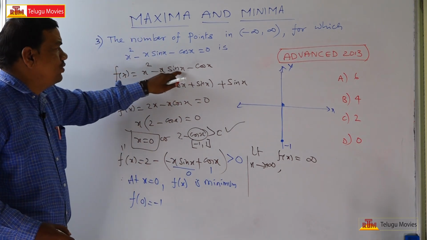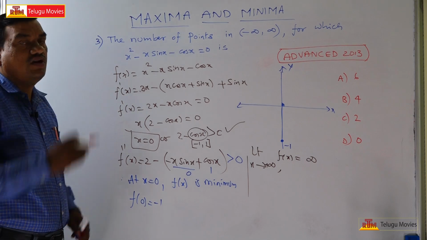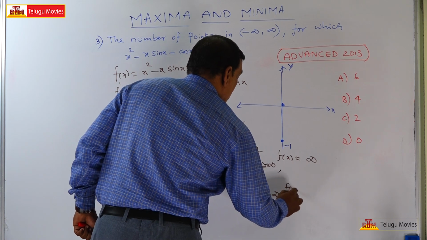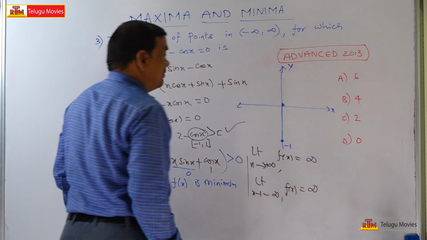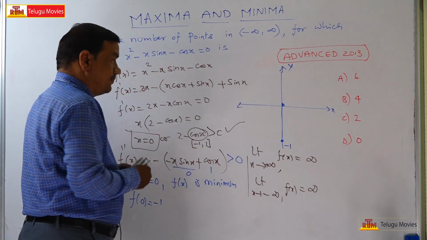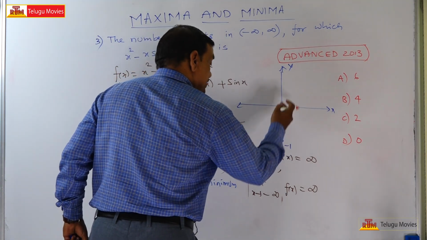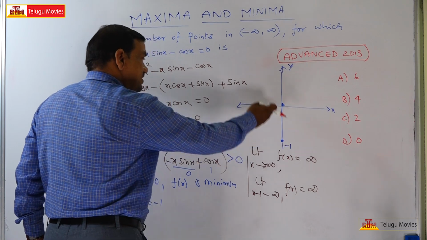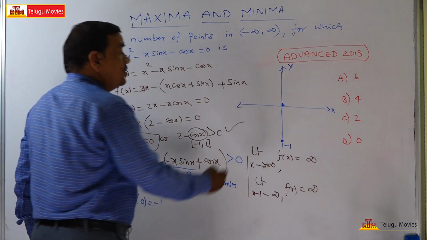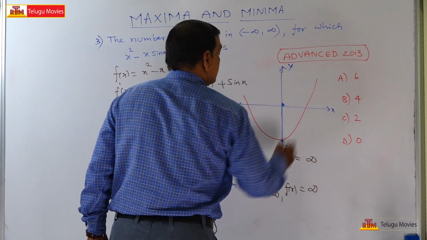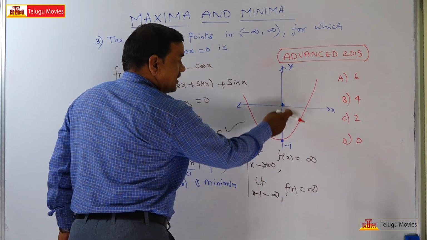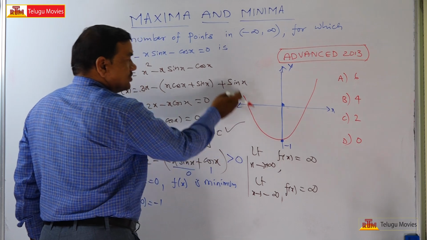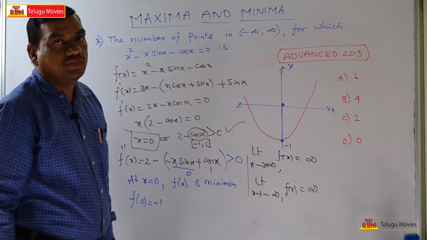That means as x value increases, your f of x value also increases. If the limit x tends to minus infinity, f of x is also plus infinity. That means if x approaches plus infinity, your f of x is increasing, and if it approaches minus infinity, f of x is also increasing. That means your graph will be like this. Increasing means top. Okay?